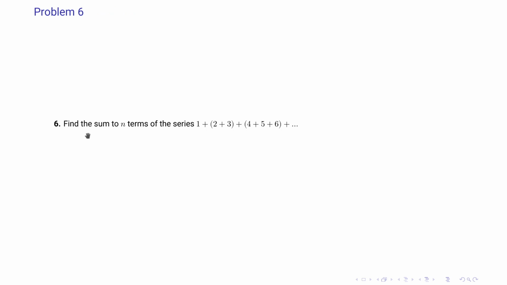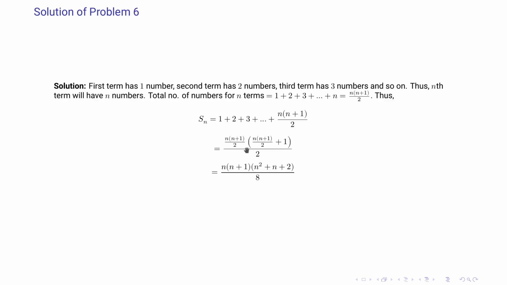Problem number 6 says: find the sum to n terms of the series 1 plus 2 plus 3 plus 4 plus 5 plus 6 and so on. Now here, the first term has one number, the second term has two, the third has three. So the nth term will have n numbers. So the total number of numbers in n terms is n into n plus 1 by 2. Also, if you remove the brackets, the series can be written as 1 plus 2 plus 3 plus 4 plus 5 plus 6 and so on up to n into n plus 1 by 2. So the sum is 1 plus 2 plus 3 up to n into n plus 1 by 2.